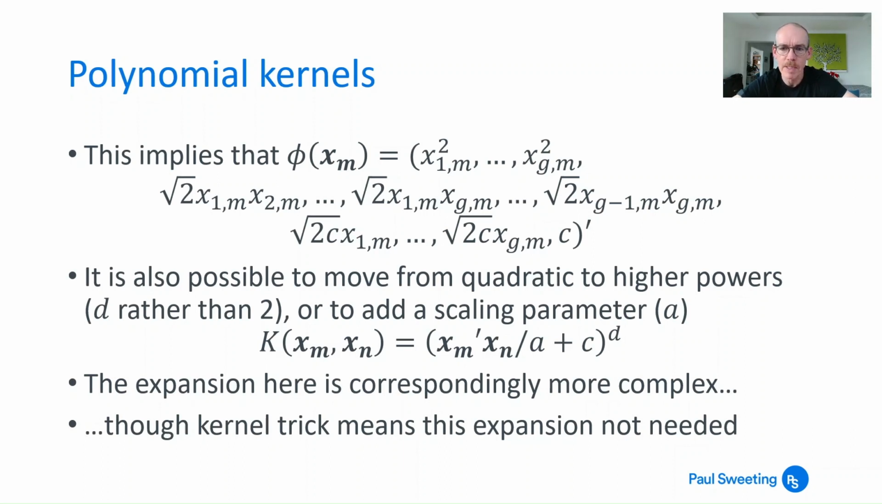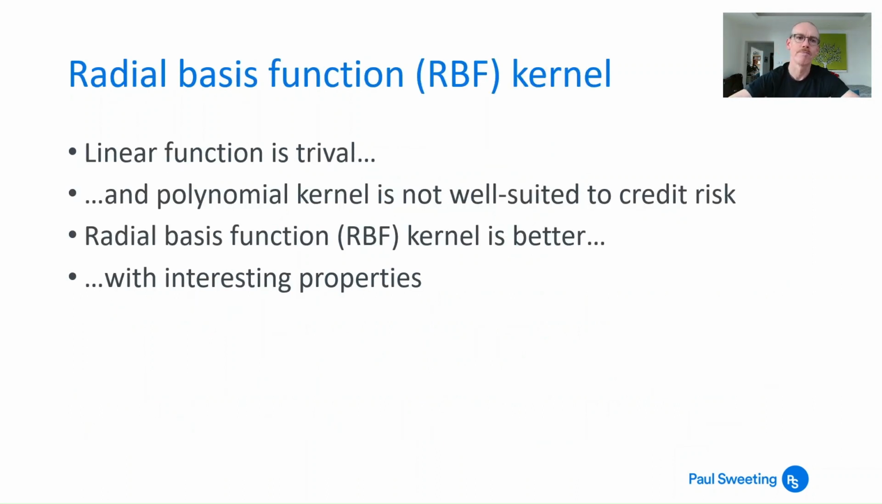You can add a scaling parameter a, so the most general of these polynomial kernels becomes (xm transpose xn over a, plus c) all raised to the power of d. And the expansion here, you can imagine how complex that becomes, and how complex it will be to take that back to input space and look at what the transform is. But the kernel trick means you don't actually need to do that expansion. That's one of the beauties of the kernel trick.